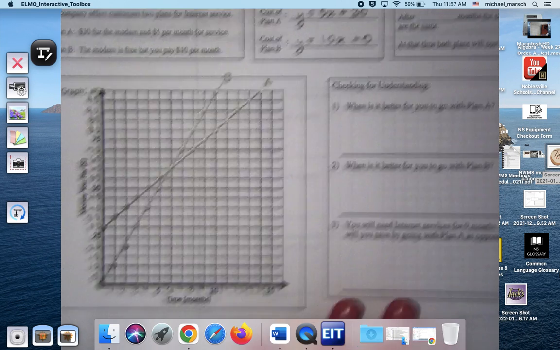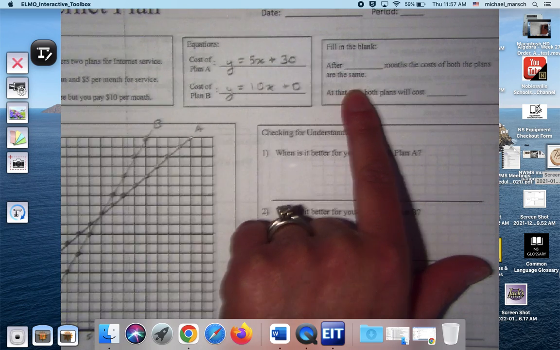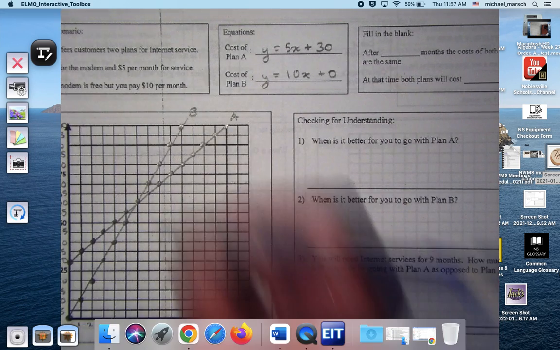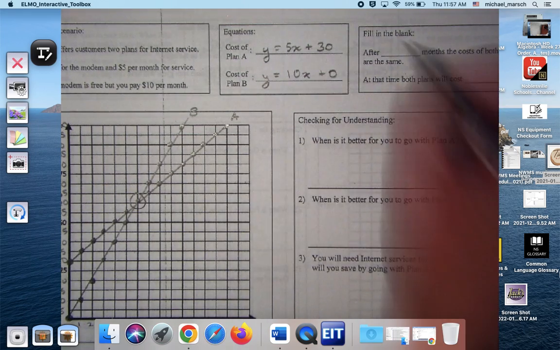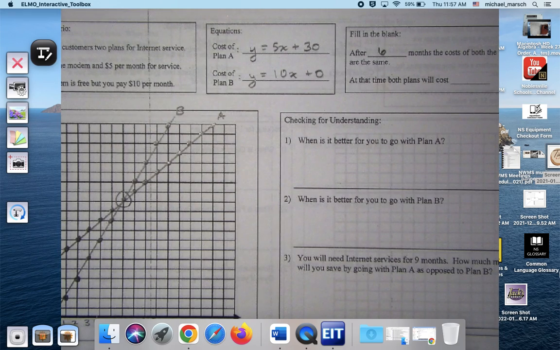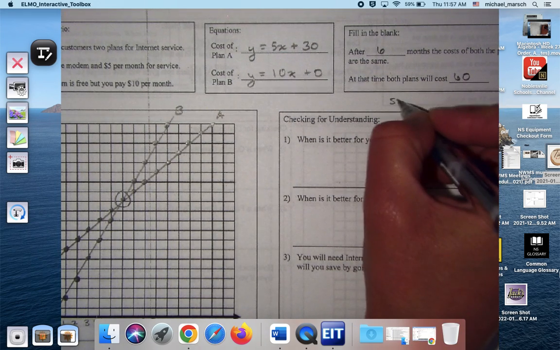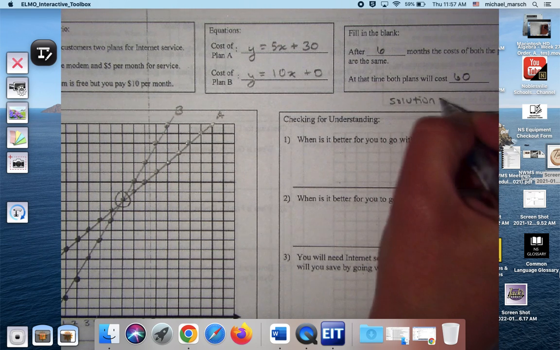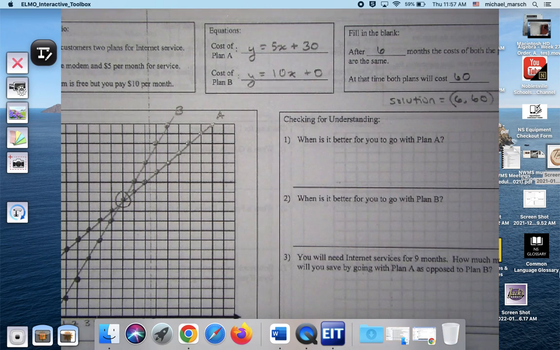Okay, so let's answer some questions. After how many months are the costs of both plans the same? So where do they cost the same amount? 6. And how much will it cost? So my solution is the ordered pair (6, 60). That's where they would cost the same. Those numbers would make both equations work.